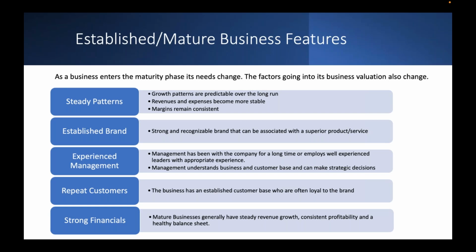And additionally, these companies tend to have a strong and recognizable brand. Customers are going to be placing more trust in the brand, and they're willing to pay a premium for the business's products and services. And then depending on the nature of the business, they're also likely to have a higher percentage of repeat customers who continually come back and purchase the goods or services, and potentially even recommend the company to their friends.